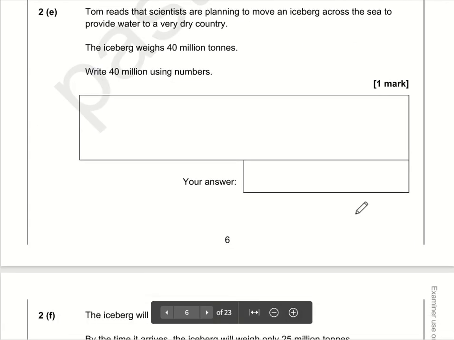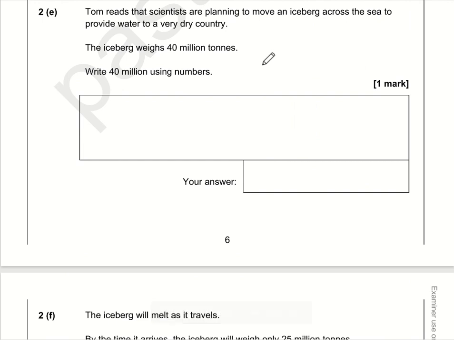Right, 40 million using numbers. Okay, well, hopefully you know that 1 million is 1 with 6 zeros. So 40 million is just 40 with 6 zeros. So 40, 1, 2, 3, 4, 5, 6. If you split them into commas, remember that this first comma represents thousands. This comma here represents millions. So here we've got 40 million, 0 thousands, and 0. So 40 million.